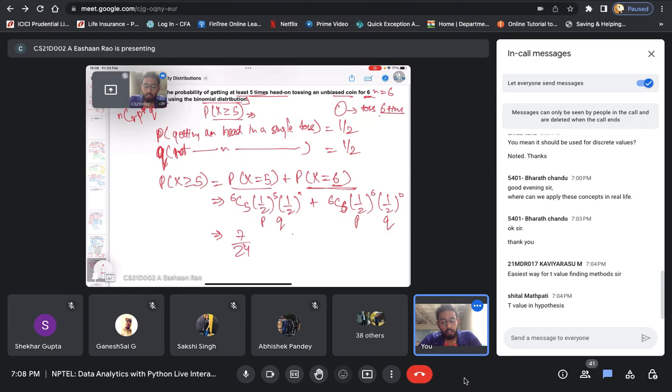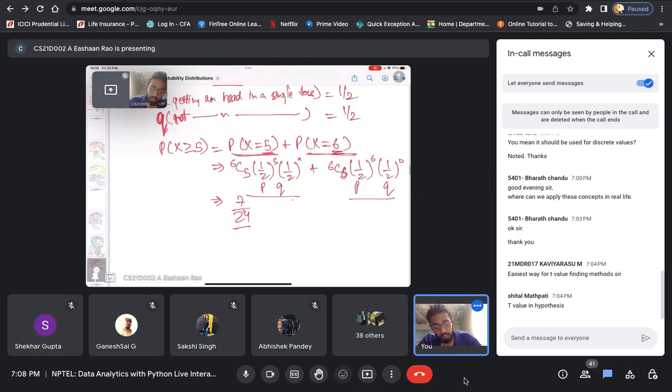Okay, so again, what has been done is that an unbiased coin has been tossed 6 times, and we have to find the probability that heads will come at least 5 times. That means it can get at least 5 times, or it may get more than 5. So in this case, only 6 might happen. So we are calculating the probability when the random variable is 5 and 6. Once we put that in the binomial distribution formula, we get a certain value.